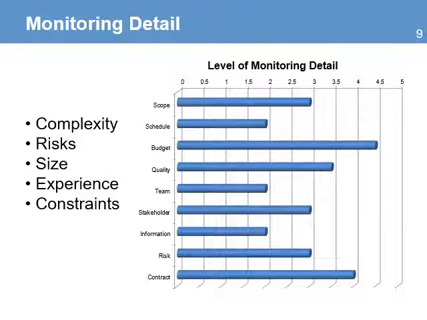Monitoring also looks at the 9 project management process areas, and the level of detail in monitoring each process depends on these factors: the complexity of the project, the risk, the size of the project, the experience of the project team, and the project constraints. In this example, the chart shows the 9 process areas. The areas of budget and contract have been ranked high and will require more control. The scrutiny to this area is higher because of the level of risk and complexity. These will be the areas that the project manager will place additional effort and resources to monitor in more detail.